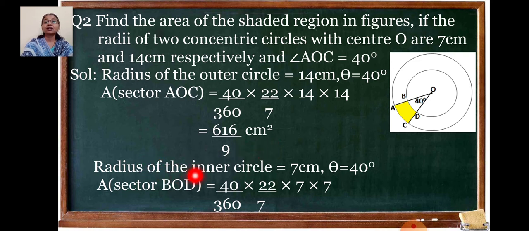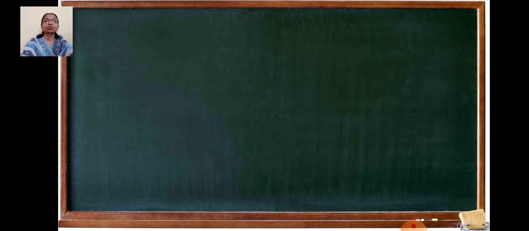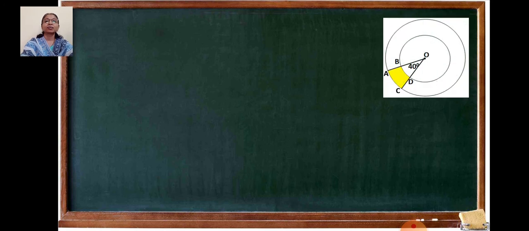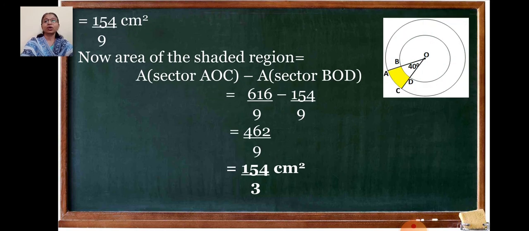Now we'll find out the smaller sector's area. For that, the radius of the inner circle is 7 centimeter and theta is the same 40 degree. So therefore, the area of sector BOD, as you see from the figure, is again theta divided by 360 into pi r square formula. Substitute the values: 40 upon 360 into 22 by 7 into 7 into 7. So the answer is 154 upon 9 centimeter square.